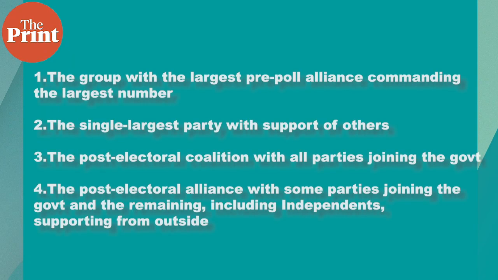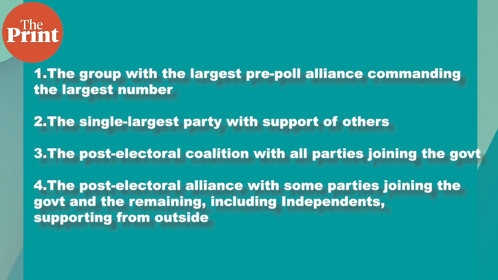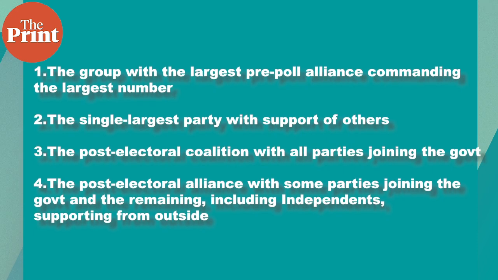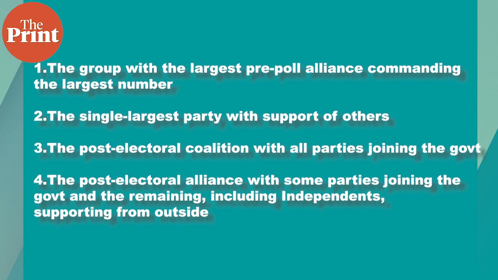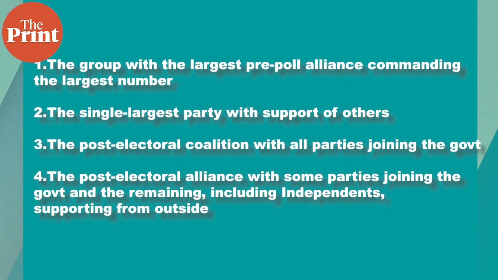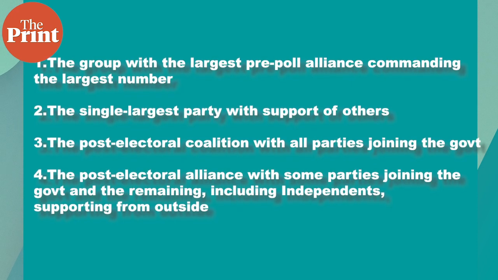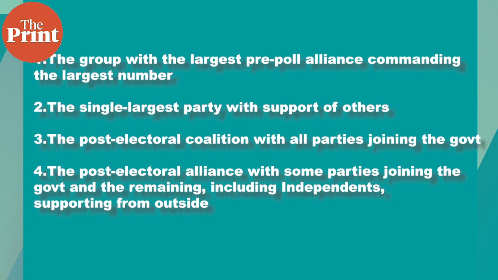Now let's come to a third situation in which no party or pre-poll coalition has a clear majority. In that case, the governor should select the CM in a 4-pointer order of preference, like you can see on your screens. First, the group with the largest pre-poll alliance commanding the largest number. Secondly, the single largest party with support of others. Thirdly, the post-electoral coalition with all parties joining the government. And fourth, post-electoral alliance with some parties joining the government and the remaining, including independents, supporting from outside.